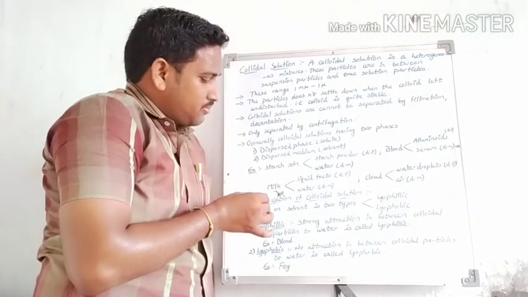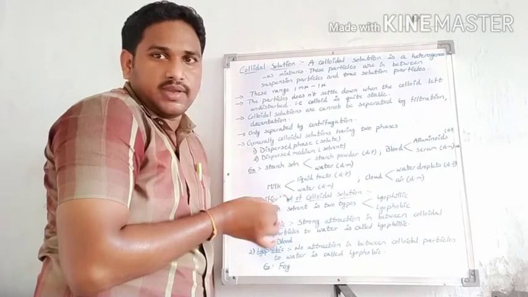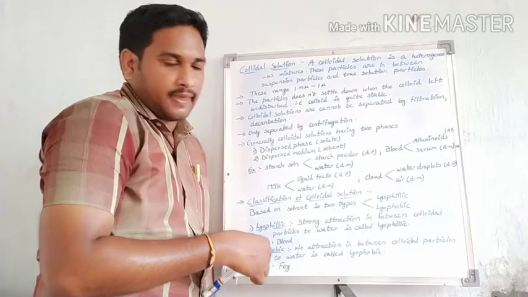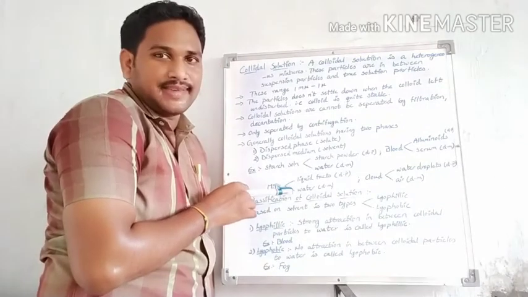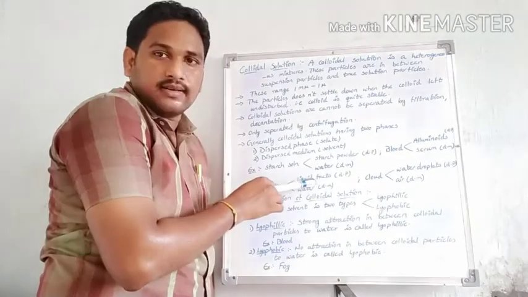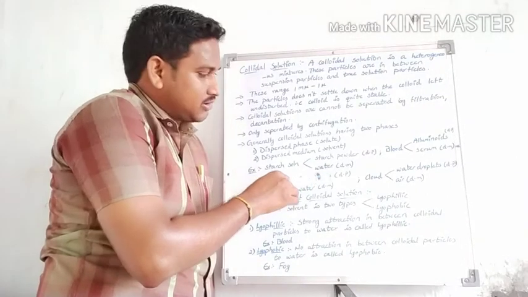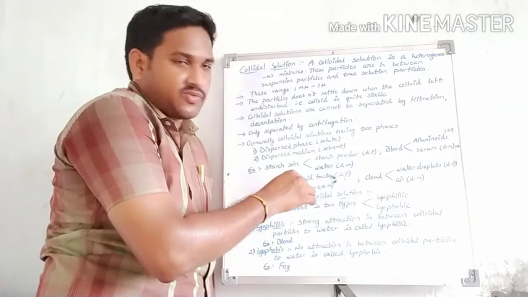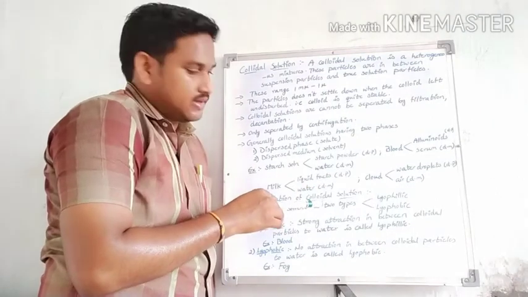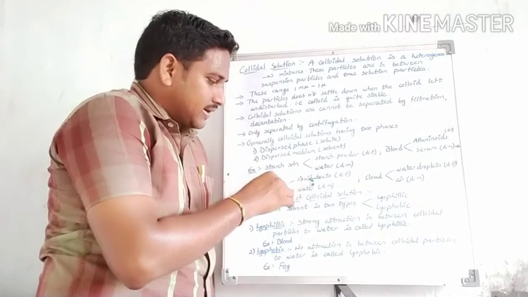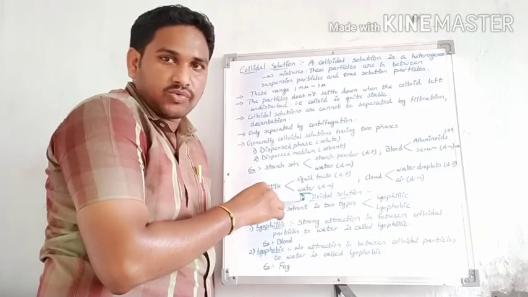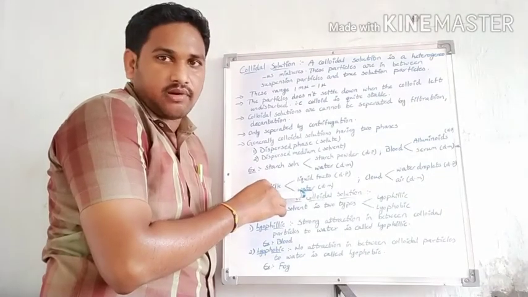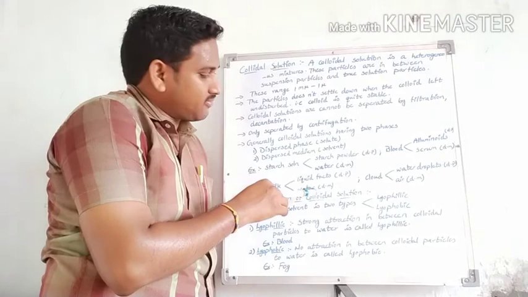One more example, milk. Milk is one type of colloidal solution. Milk has two phases. The liquid fat acts as the solute particles, which is the dispersed phase. The liquid fat particles are dispersed in water, and water acts as the solvent, which is the dispersion medium.